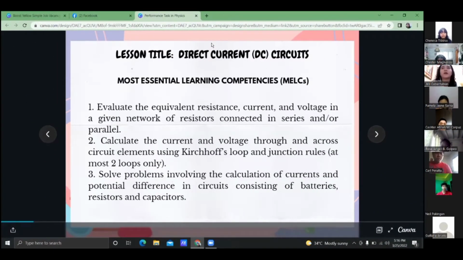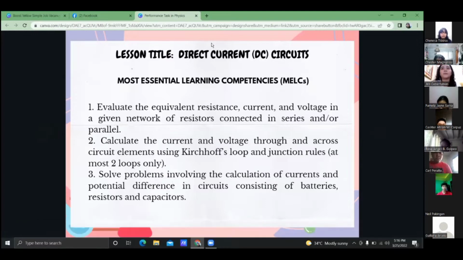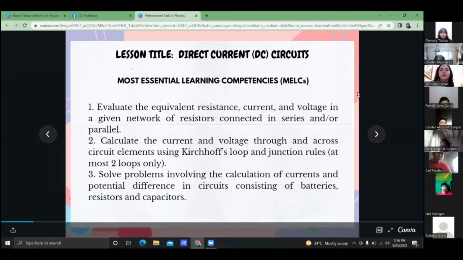So, here are the most important learning competencies. Number 1 is to evaluate the equivalent resistance, current, and voltage in a given network of resistors connected in series or parallel. The second one is to calculate the current and voltage through and across circuit elements using Kirchhoff's loop and junction rules, at most 2 loops only. And lastly, solve problems involving the calculation of currents and potential difference in circuits consisting of batteries, resistors, and capacitors.